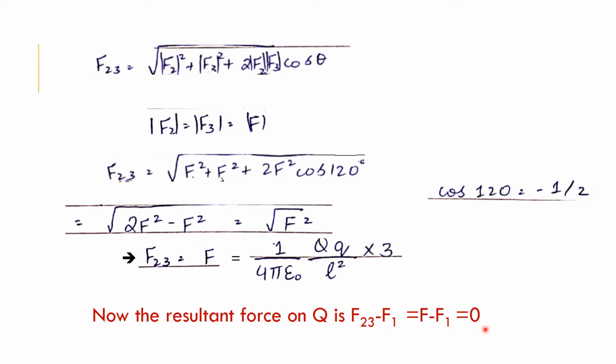So the final answer is 0 because the same forces are acting in the opposite direction. F23 also we are getting same magnitude as F1. So F23 minus F1, which are acting in the opposite direction, that is shown by this negative sign. Vector addition means here we have to subtract because of the opposite direction. Since magnitude of these two are same, we are getting the final answer as 0. This is how we need to solve these types of questions. Hope it is clear.